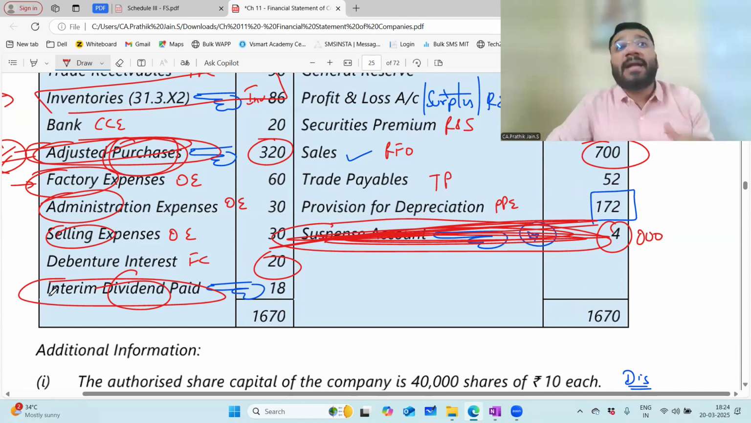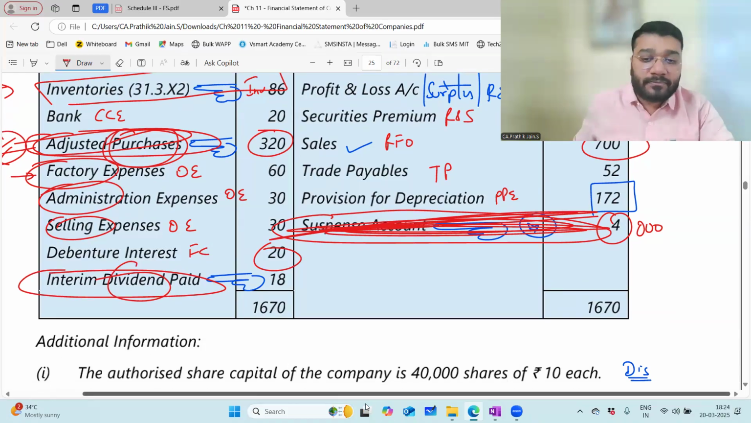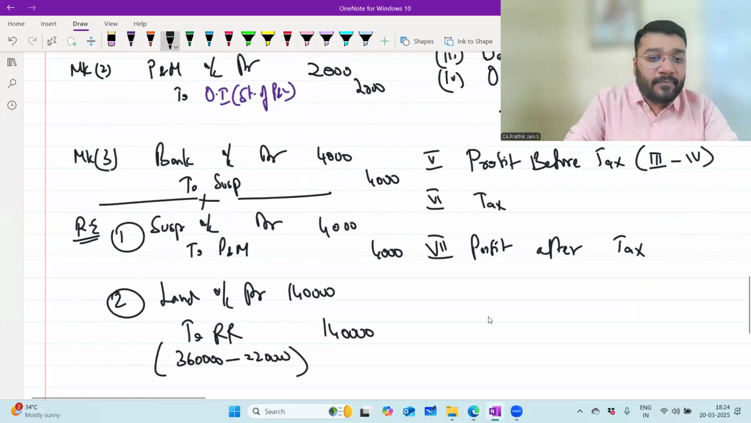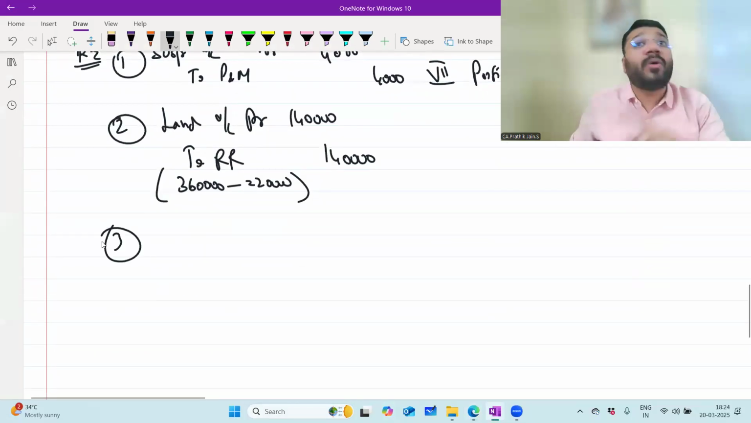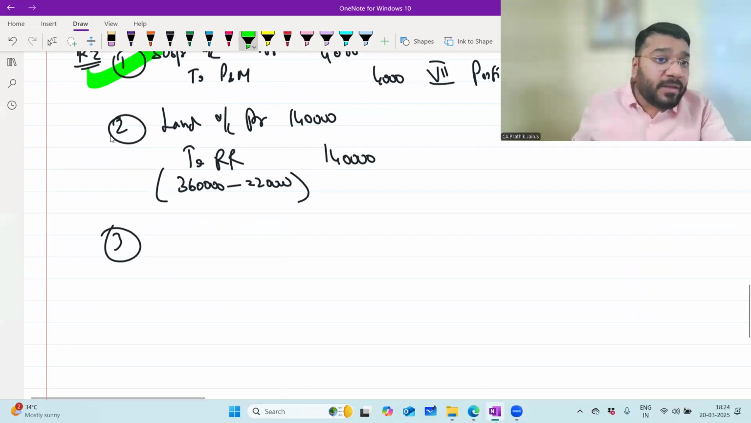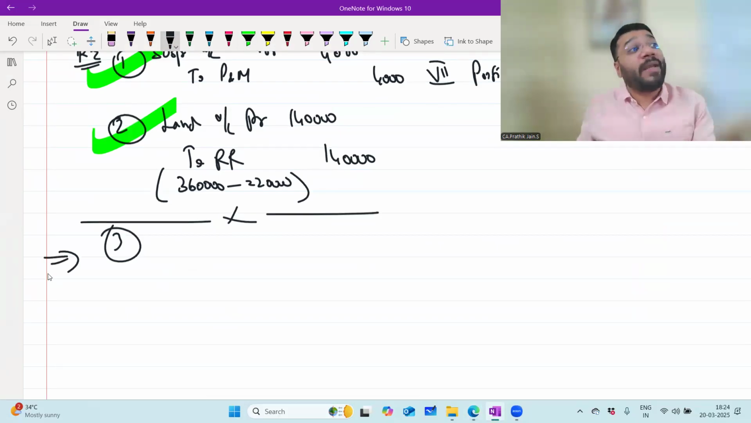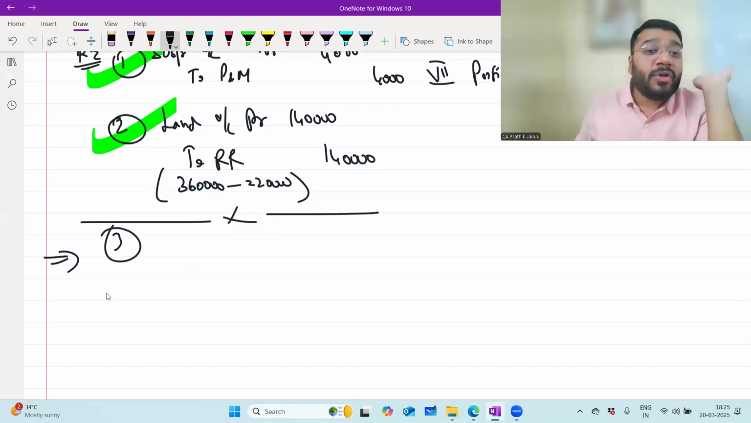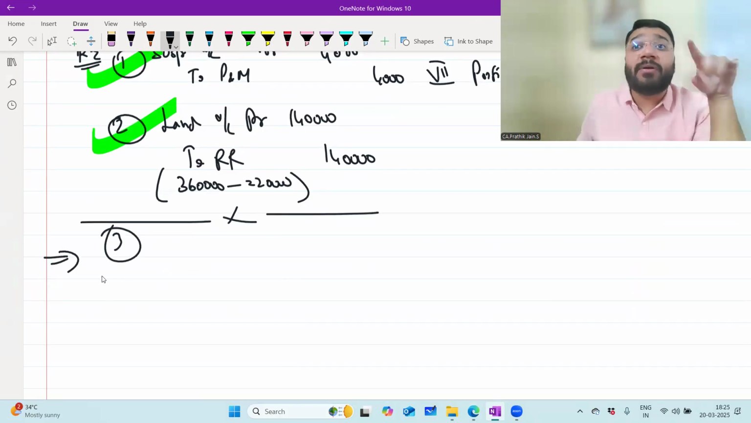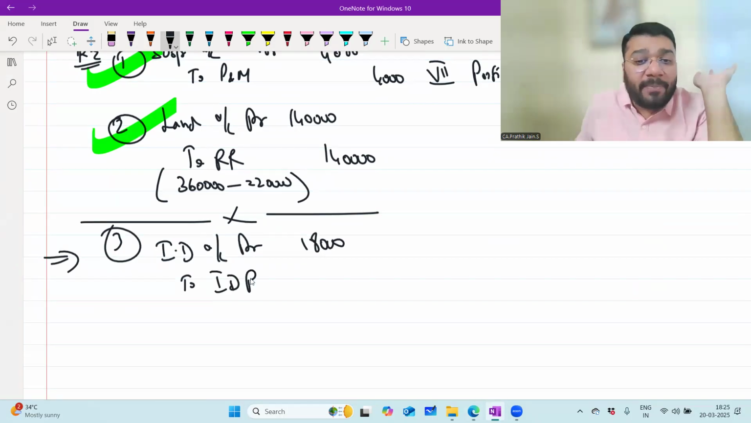So interim dividend, the moment the board declares it, the accountant will pass one entry. What entry will he pass? Now write the third entry, the entry the accountant has already passed. Please understand, this entry is already passed. I am showing you that entry. The moment the interim dividend is declared by the board of directors, the entry would have been interim dividend account debit, 18,000, to interim dividend payable 18,000.